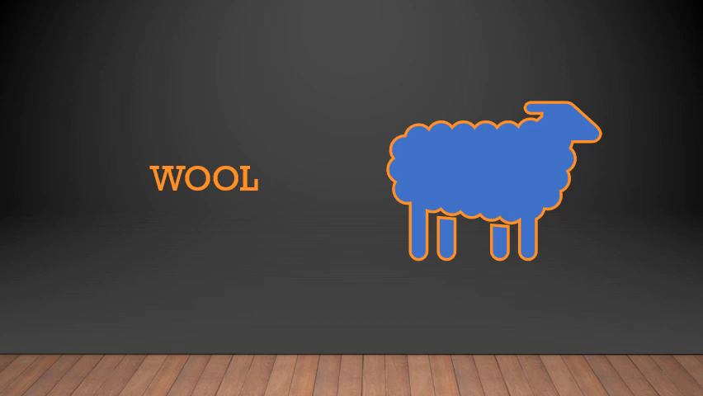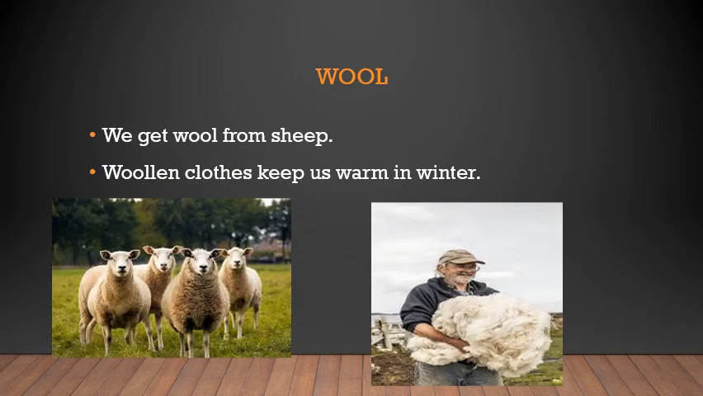The next thing that we get from animals is wool. We get wool from sheep. Woolen clothes keep us warm in winter. Now you wear sweaters and scarves, right? These sweaters and scarves are usually made with the wool that is extracted from sheep. You don't have to kill the sheep to extract the wool. You just have to trim the hair on its body, and that forms the wool. Now it is not only this that we use as clothing, even silk, which we'll learn later. So we get wool from the sheep. Woolen clothes keep us warm in winter.